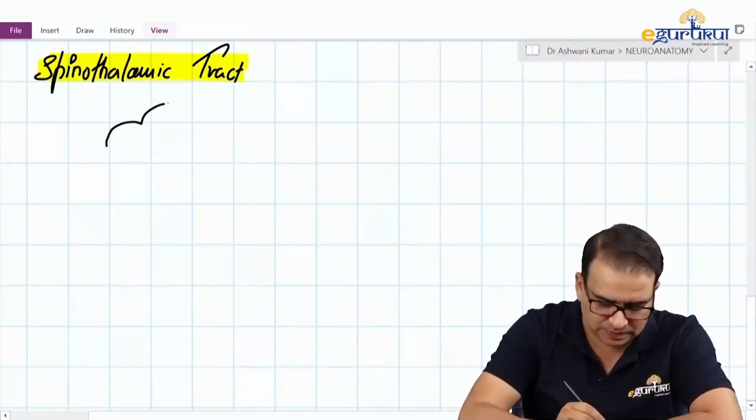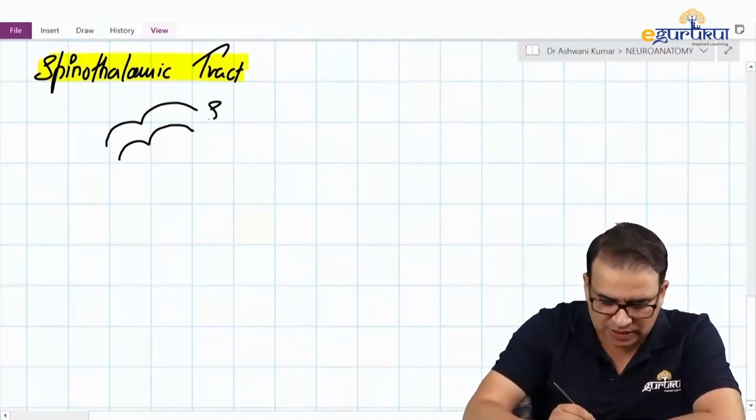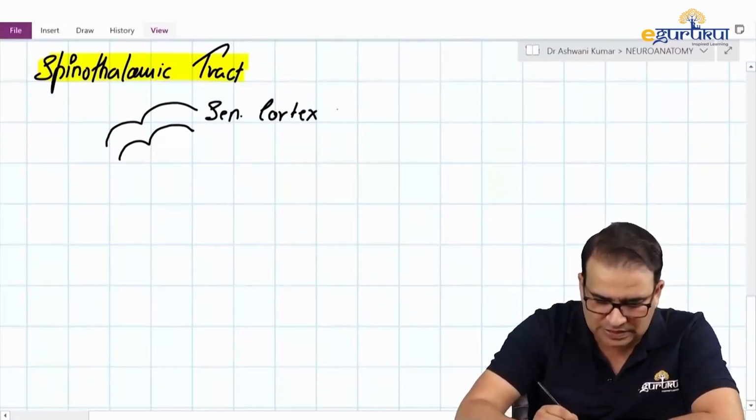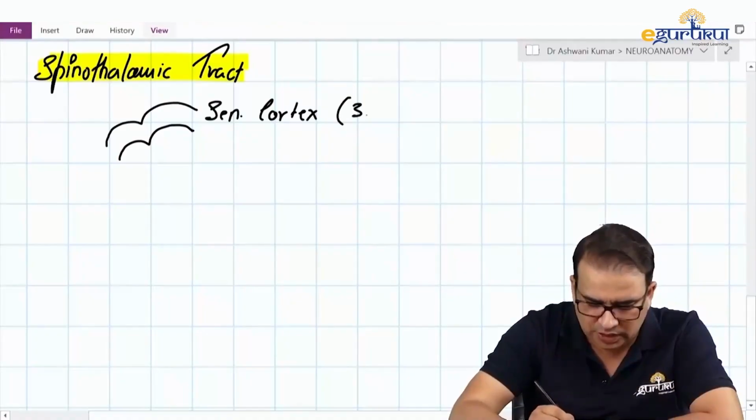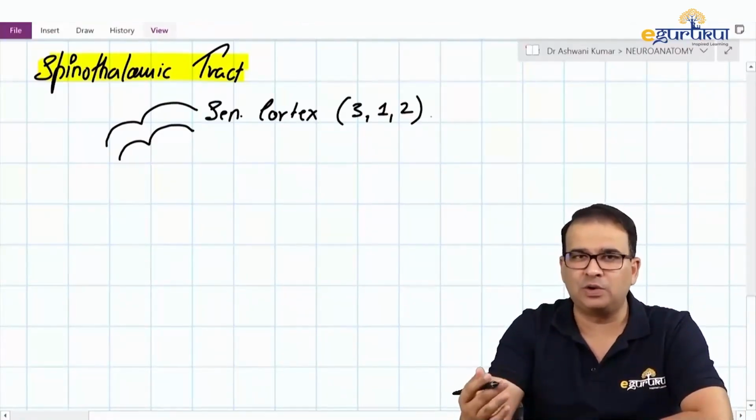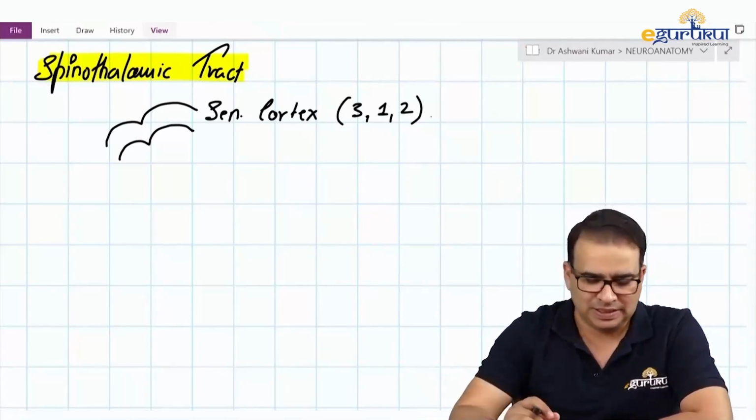So let's draw the plot first, guys. This is the sensory cortex in the cerebrum. And I hope you know that the sensory cortex area number is 3, 1, and 2. The Brodmann's classification 3, 1, and 2. You should not call it 3, 2, 1 or 1, 2, 3. It should be 3, 1, and 2. That is the sensory cortex.